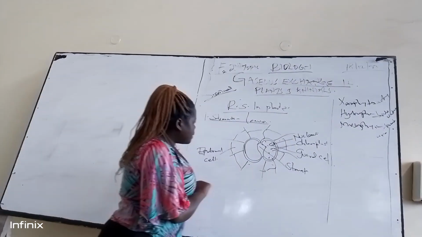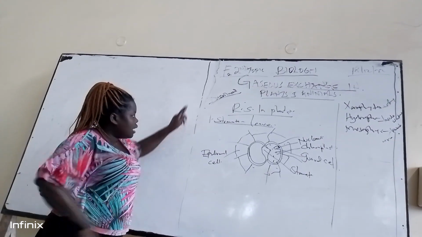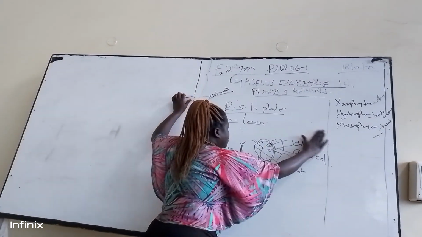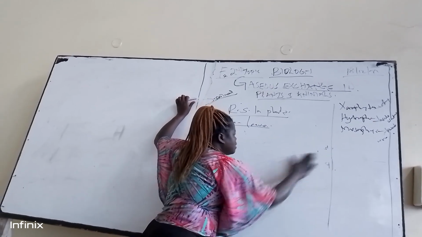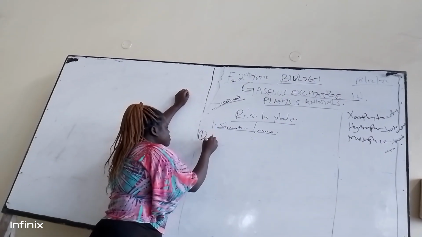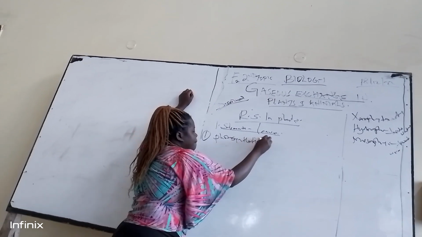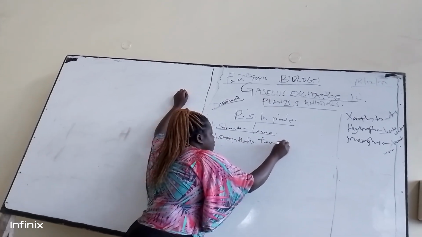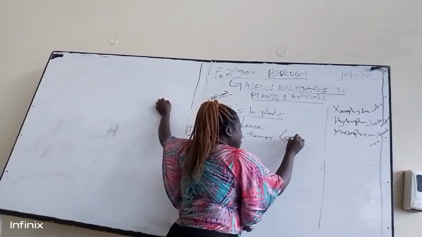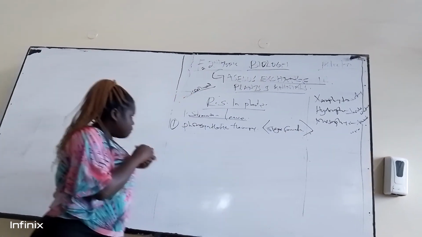After that, you can also be asked for 20 marks about the theories explaining the opening and closing of the stomata. Number one of the theories is the photosynthetic theory. Photosynthetic theory is all about sugar formation.